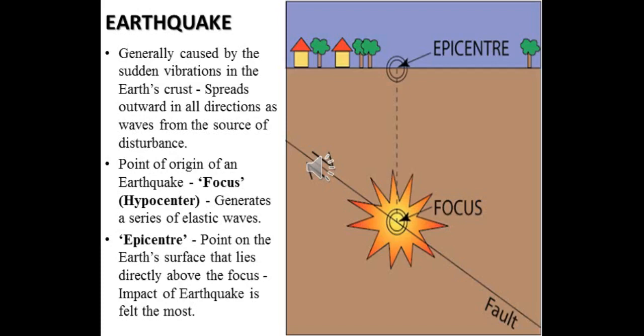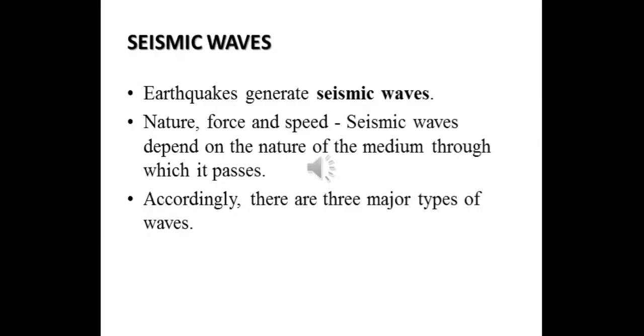Earthquakes are generally caused by the sudden vibration in the earth crust, which spreads outward in all directions as waves from the source of disturbance. The point of origin of the earthquake is called the focus, which generates a series of elastic waves. Then the epicenter is a point on the earth surface that lies directly above the focus. The impact of the earthquake is felt at the epicenter. So we saw the elastic waves that are generated from the point of origin.